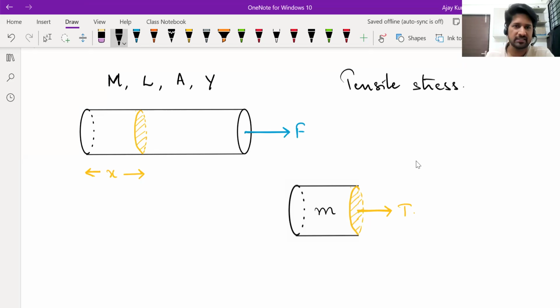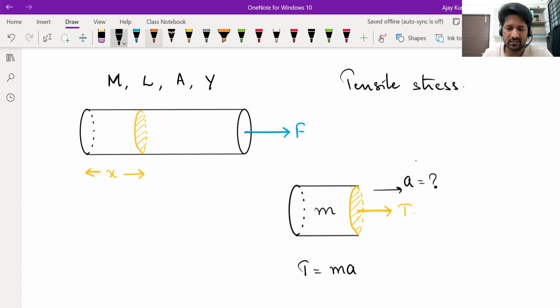Let's say that part's mass is small m. Then on that part, tension is the only net force acting, only force acting. Then you can write tension is equal to small m into a. So if you know the acceleration of that part of the system, you can tell how much is the tension. Now, how to find out acceleration?